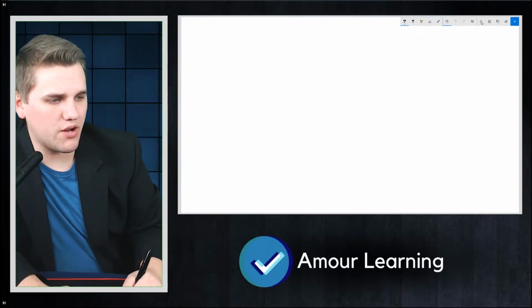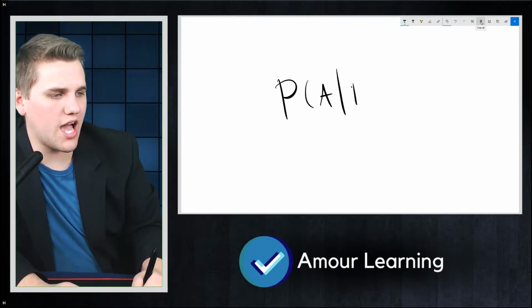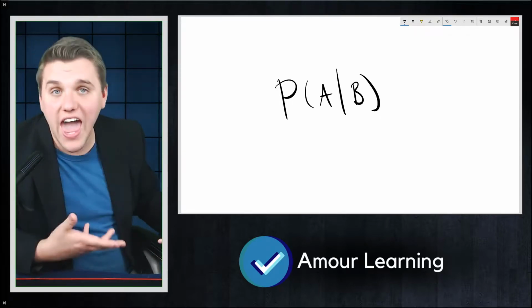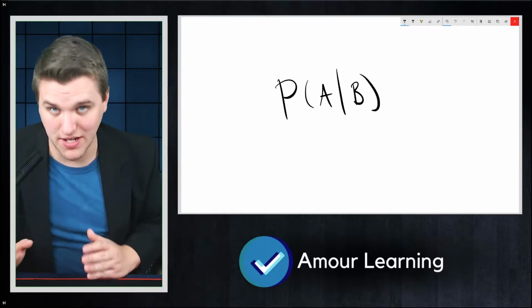In this lecture, we're going to be talking about conditional probability. Now, conditional probability addresses the question, what is the probability of one event happening given that another event has already happened? So let's go into some notation real quick. Now, we would typically write this as P(A | B). This simply means what is the probability of A happening given that B has already happened.